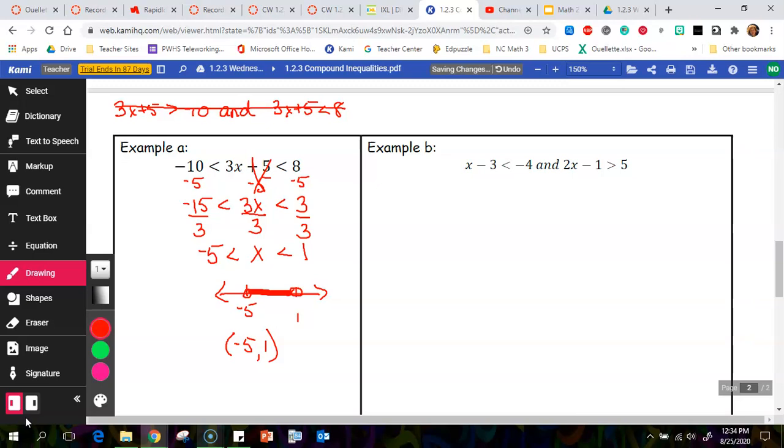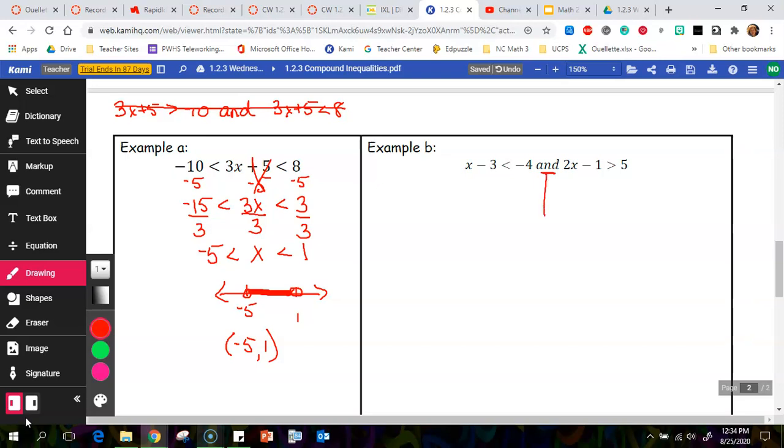Okay, so this one is two separate inequalities. Because I've got the word and, I am going to end up with possibly something between two numbers, or I could end up with no solution. Let's look at it. All right, so let's solve these as two simple inequalities.